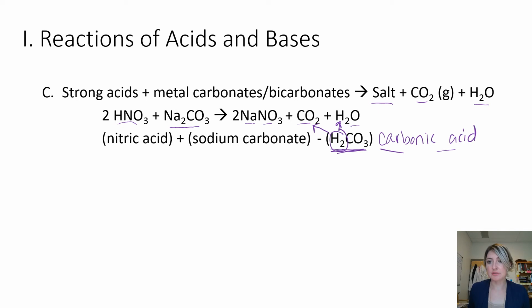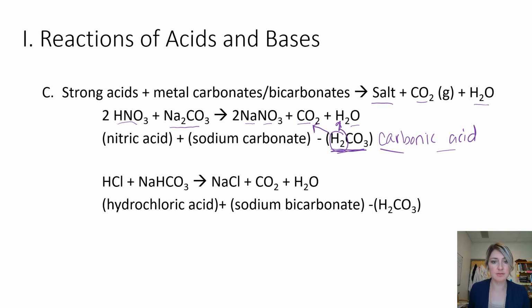All right, so let's look at an example with bicarbonate. Bicarbonate is HCO3. Bicarbonate can accept 1 proton. So strong acid plus our metal bicarbonate, so hydrochloric acid plus sodium bicarbonate. Again, you are going to have your anion from your acid interact with your metal to form a salt. And in this case, you are also going to form carbonic acid. Carbonic acid again is unstable, so it's going to immediately decompose into CO2 and H2O.